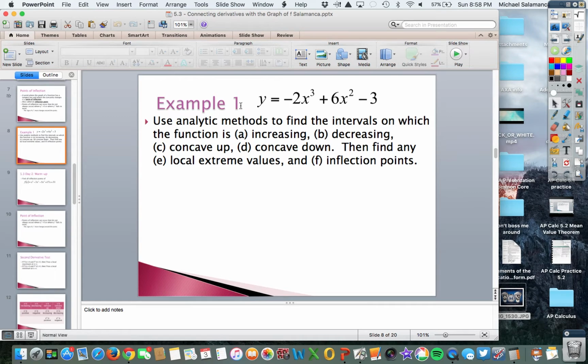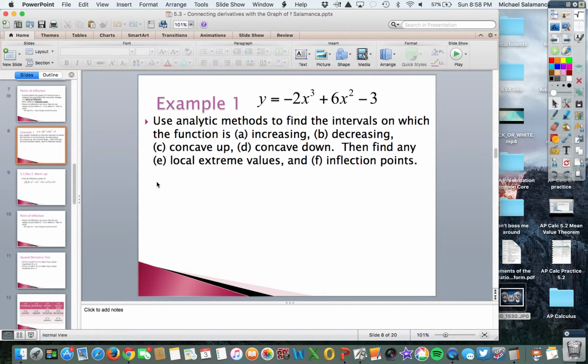So for example 1, they want us to use analytical methods to find the intervals on which the function is increasing, decreasing, concave up, concave down, and then find any local extreme values and inflection points. So there's a lot to do there. So what we're going to do is just worry about what each piece means, and we're going to work through it, and I'll explain it as we go along.